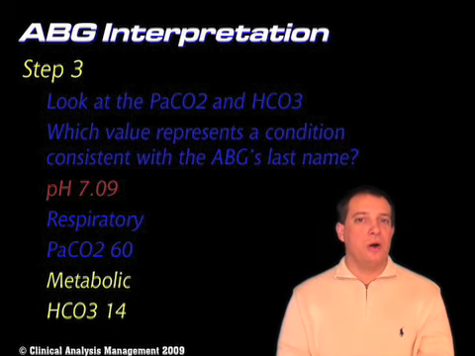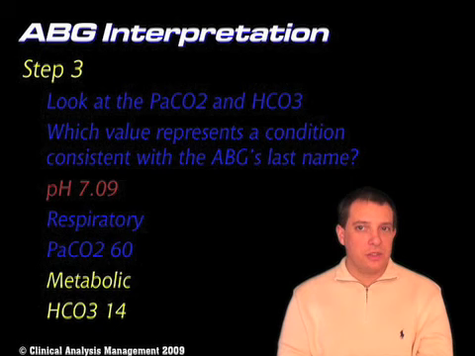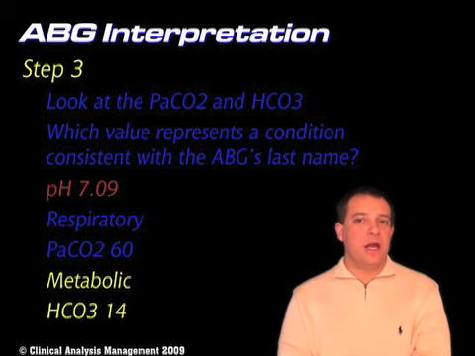So we go back to our same question, first name, last name. When we look at the first name, we know that this is not between 7.35 and 7.45, so we know the first name is uncompensated. And when we look at the last name, we know that this is less than 7.4, so the last name would be acidosis. So this is an uncompensated acidosis. So the question becomes, which one matches?